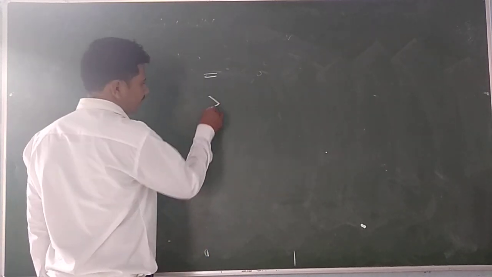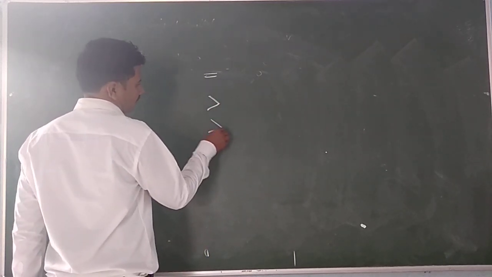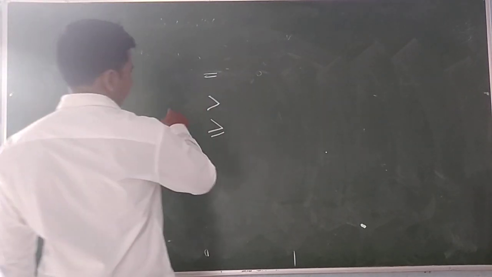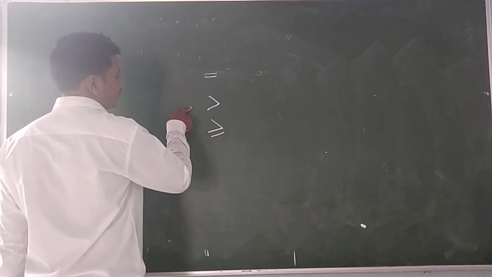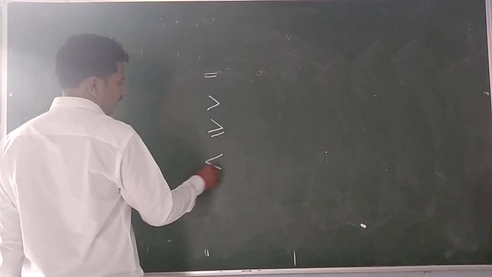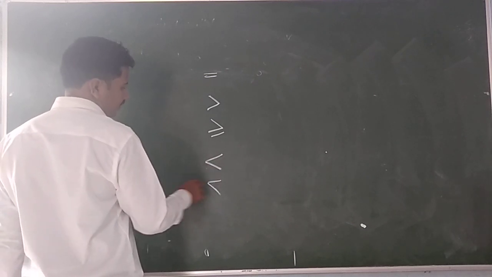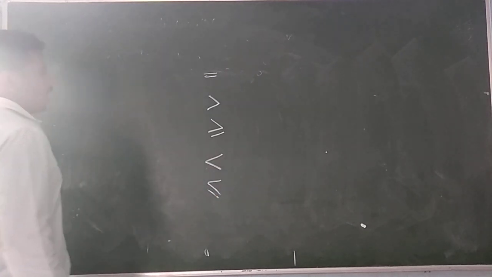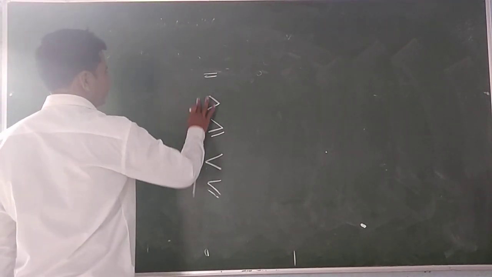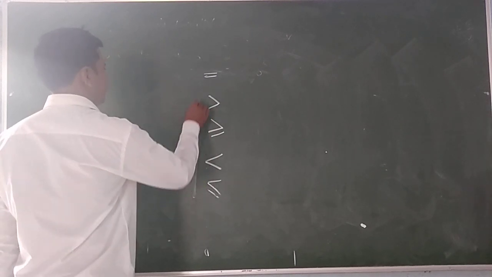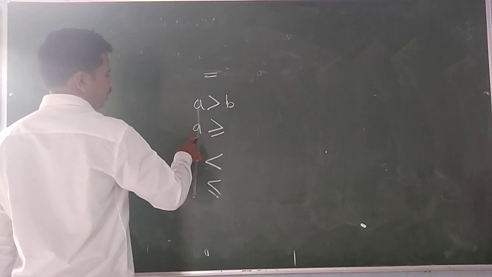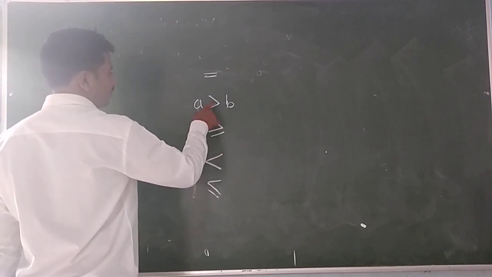Either the first number is less than the second, or it is greater than, or greater than or equal to, or less than or equal to. If we come across any of these conditions, then it is called an inequality. A is less than B, A is greater than B. The first number we are going to consider is either less than or greater than.